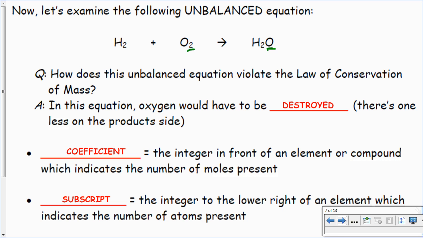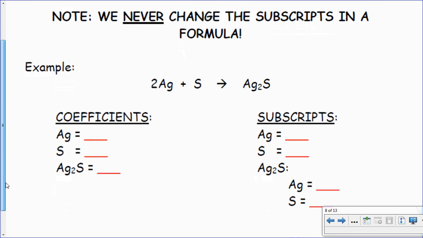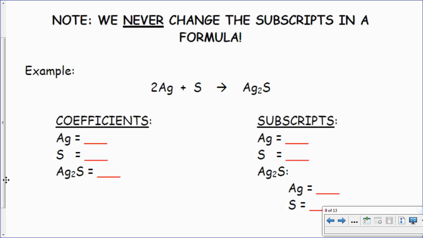The subscript is the integer to the lower right of the element, which indicates the number of atoms that are present. So in this case, we've got different coefficients and subscripts. What do we use to balance equations? We use coefficients. We never change the subscripts in a formula because that's changing the formula and the ratio of the atoms, and that's just not allowed. So in this example, let's look for coefficients and subscripts. For coefficients, we're looking for numbers out front, and for subscripts, numbers down below.